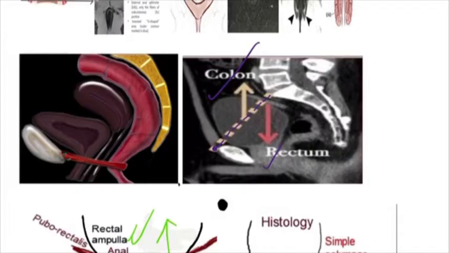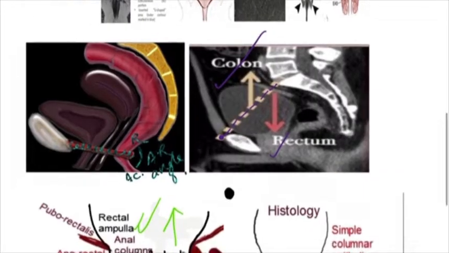This is the puborectalis sling. What lies above this puborectalis is the rectum, what lies below is the anal canal. And this puborectalis sling is also responsible for the formation of the anorectal angle. So this is the basic point of division between colon, rectum and anal canal.